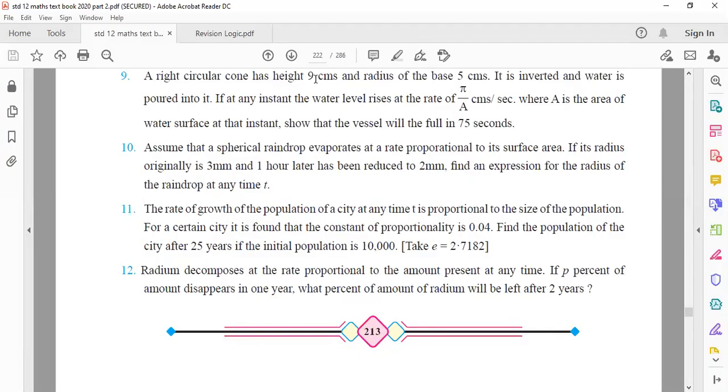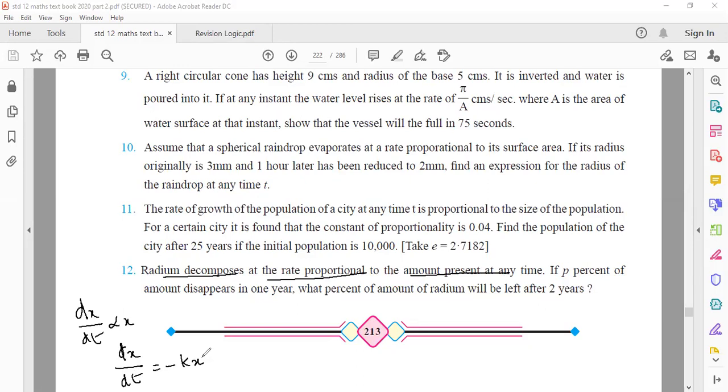Question number 12. Radium decomposes at a rate proportional to the amount present at the time. So again, dx by dt is proportional to x, but here you will write dx by dt is minus kx, because as the time is increasing, the amount of the radium is reducing. So you will put a negative sign for the constant.